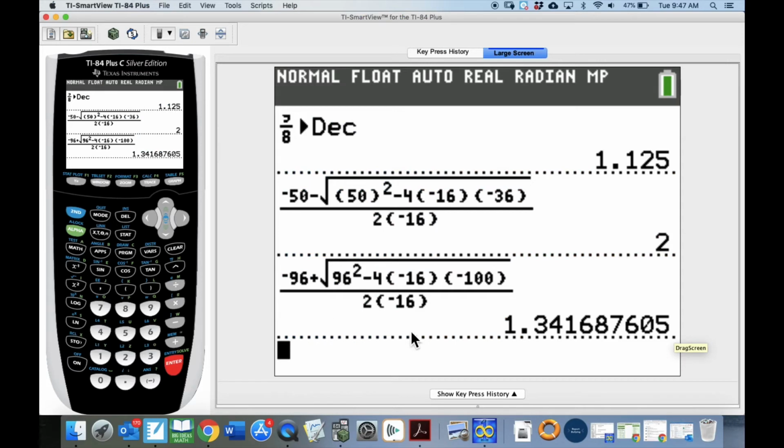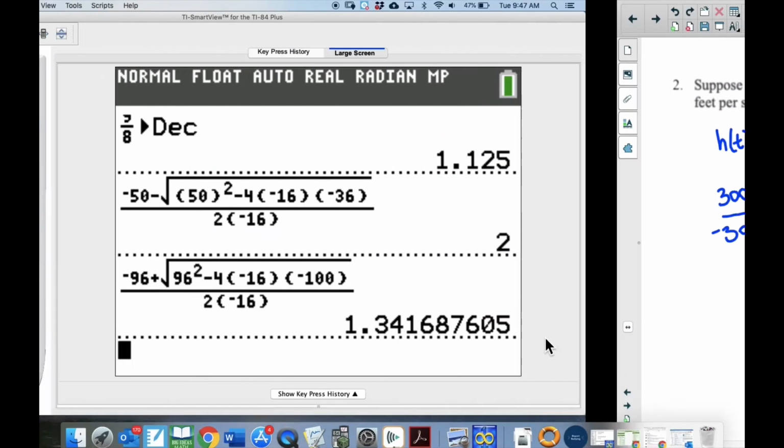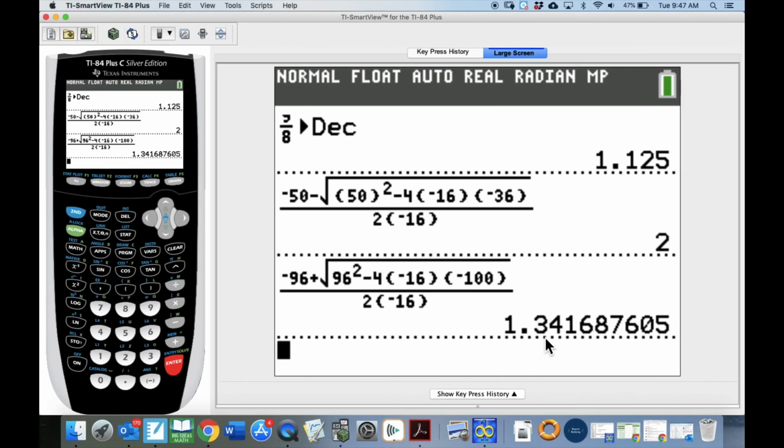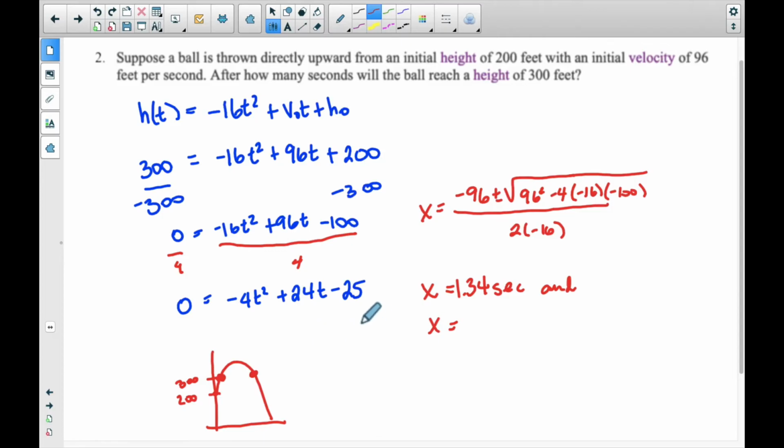Okay, so I plug all that into my calculator and I get an answer of 1.34. And once again, there are going to be 2 solutions. We didn't draw it on our paper, but I can show you here in just a second. Once again, we don't know exactly all the information. We don't know how high it actually gets. We could find it, but that's not what this question is asking. It starts at 200, it goes up through 300, and then when it comes back down, it goes through 300 again. And so we're looking for the time when it gets to each of those places. We found one of them to be 1.34.